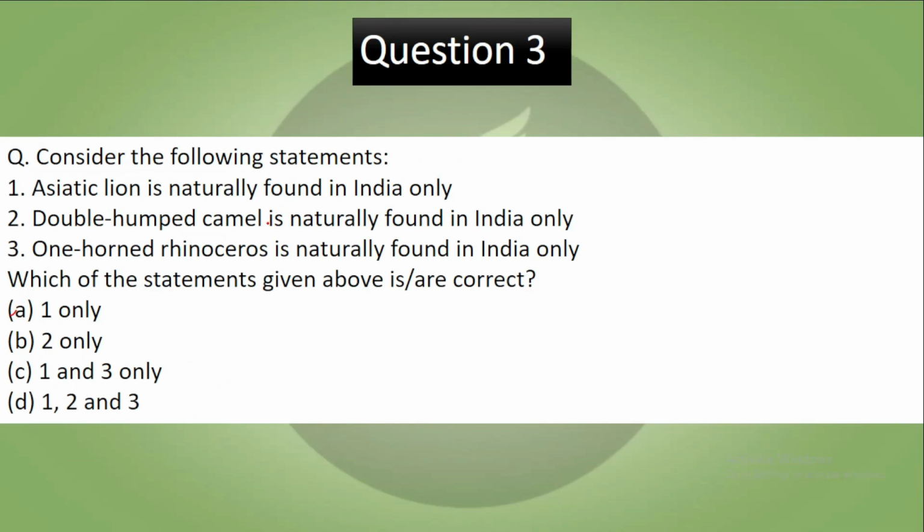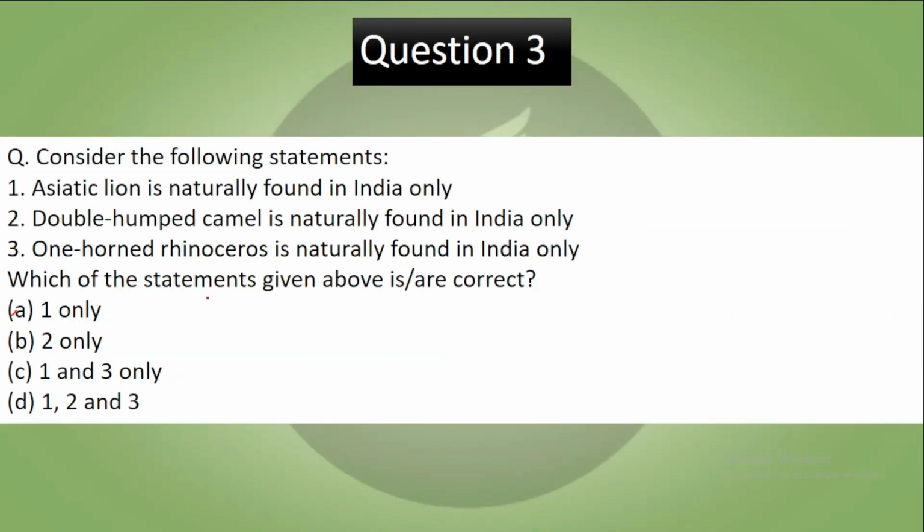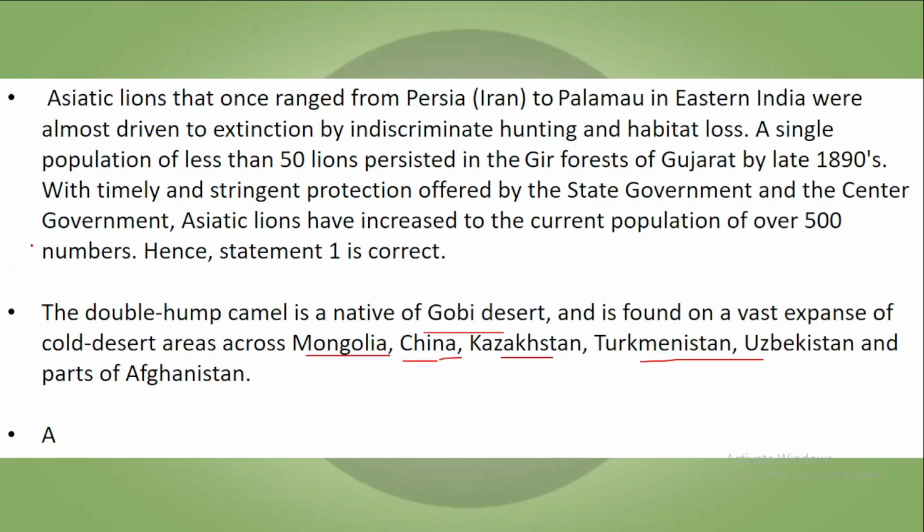Rest others are false, as double hump camels are not found only in India, but are native to the Gobi desert. Gobi desert falls in Mongolia, and it is also found in China, Kazakhstan, Turkmenistan, Uzbekistan and all. And it's not found only in India. One-horned rhinoceros is found in India and Nepal.